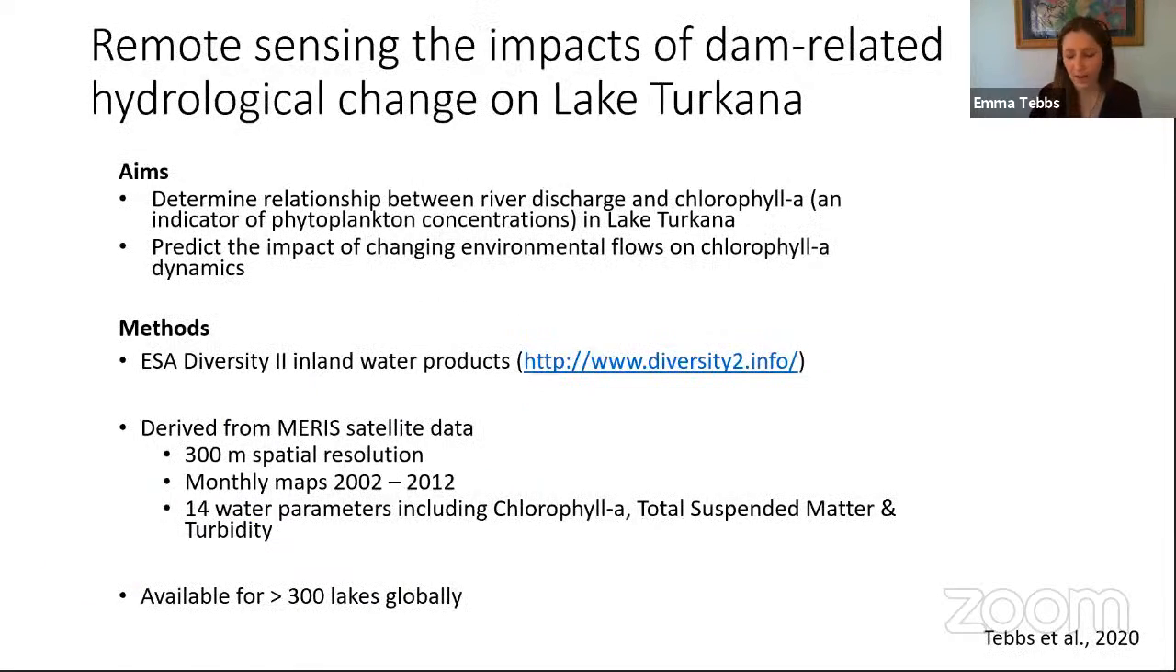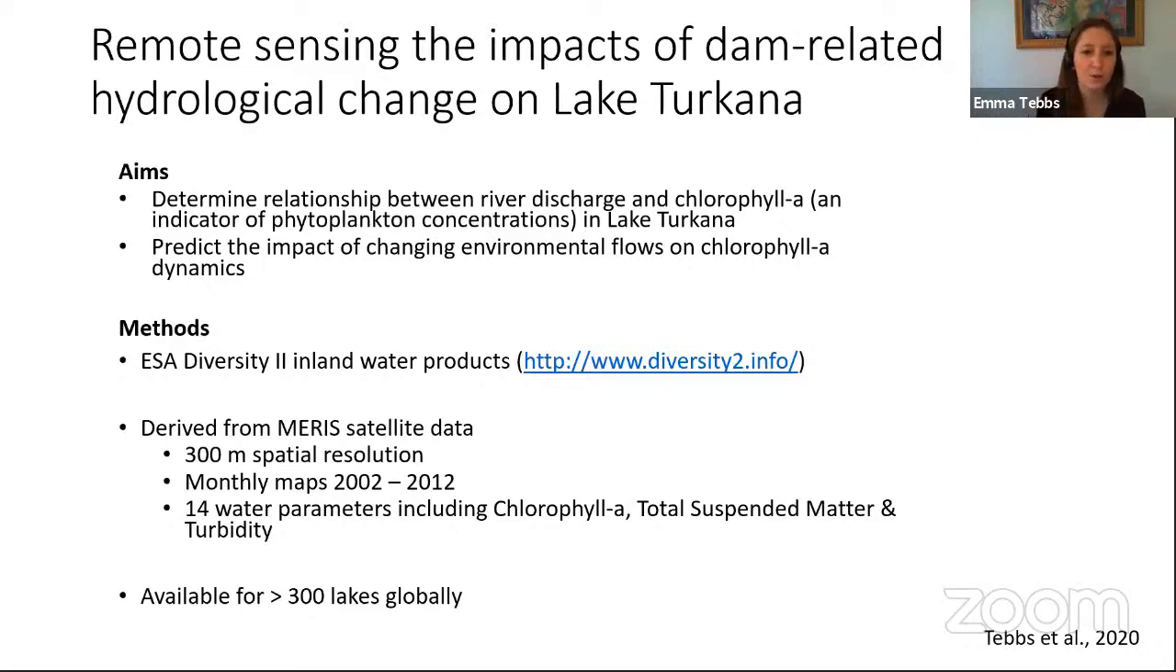And so the aim of our study was to use remote sensing to investigate the impact of these dam-related hydrological changes on the lake. To do this, we wanted to investigate the relationship between river discharge and chlorophyll as an indication of phytoplankton concentrations in Lake Turkana, and then develop a model that we can use to predict the impact of changes in environmental flows on the chlorophyll dynamics in the lake.